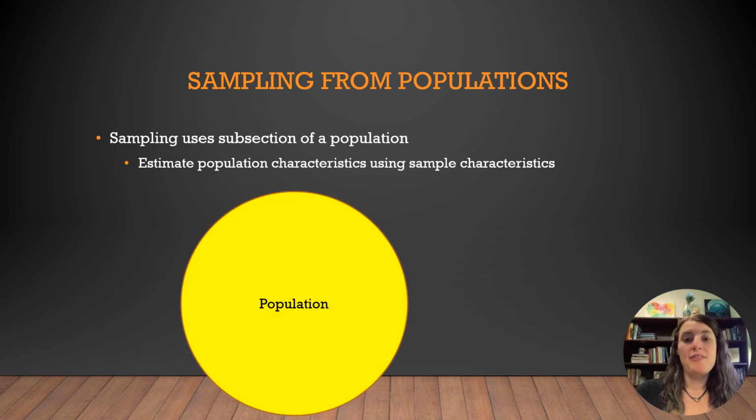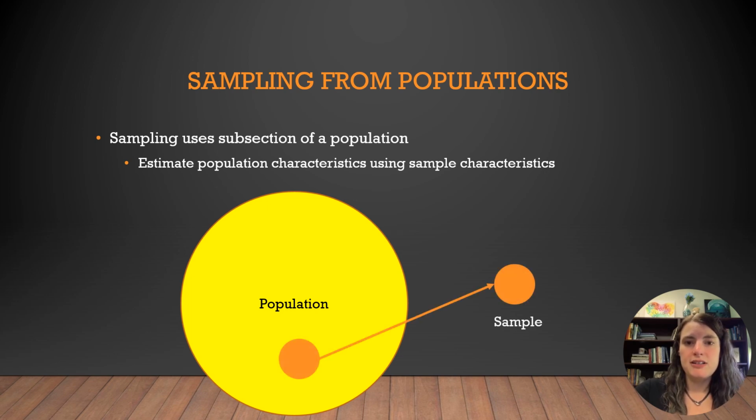Say, for example, we have this population we're trying to study, and we want to know the average age of everyone in the population. We don't have the money or the personnel to talk to everyone in the yellow circle, so we decide to pull a sample of 100 people out of the larger population. The full population that we are studying is the yellow circle. The orange circle is the subsection of that group, our 100-person sample.